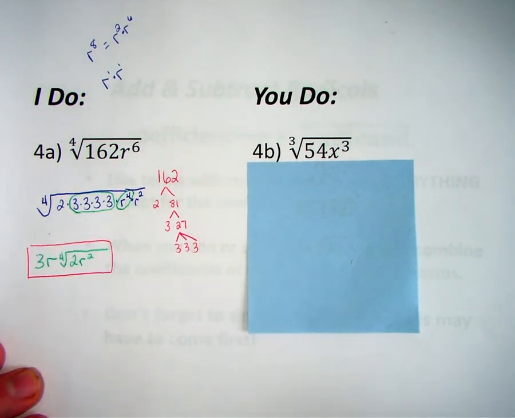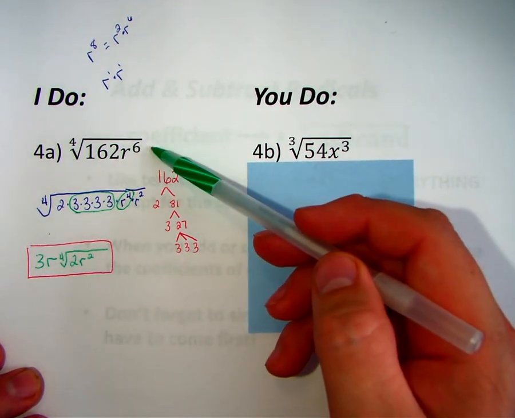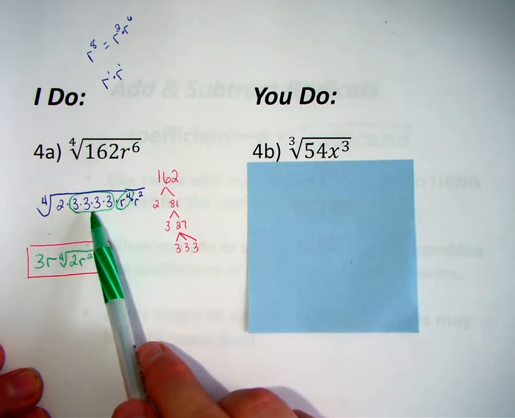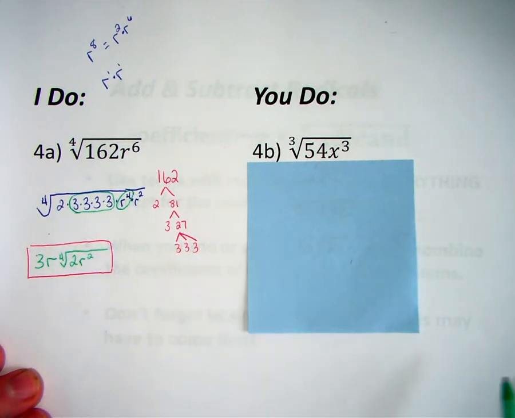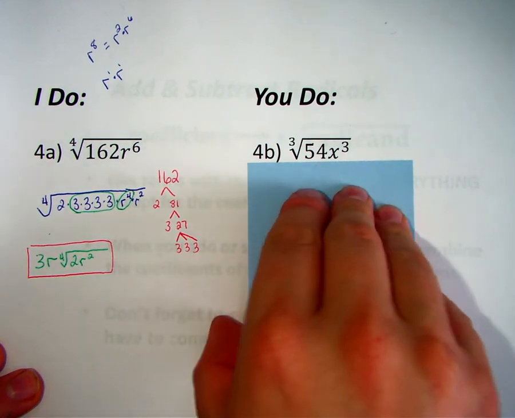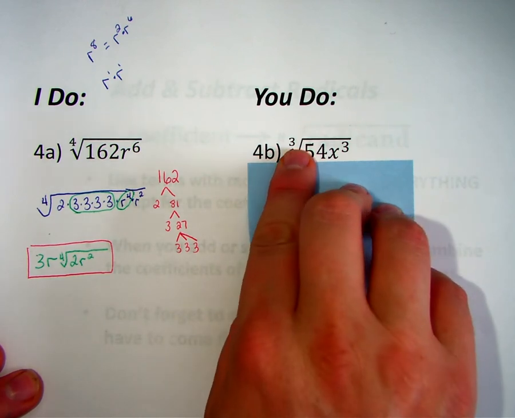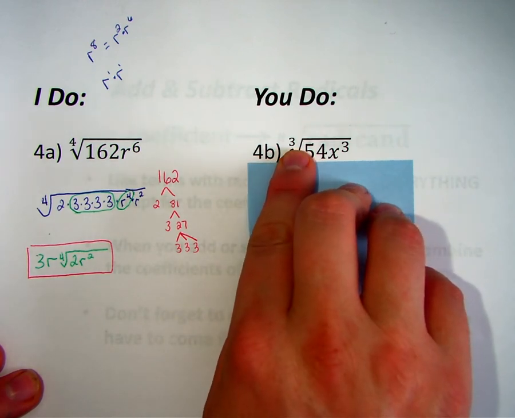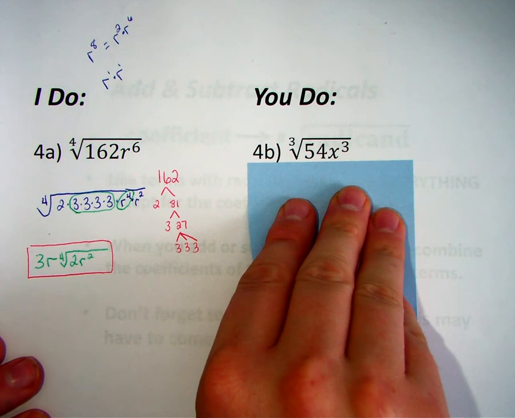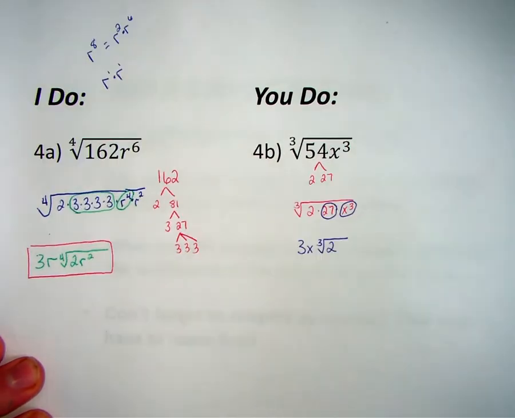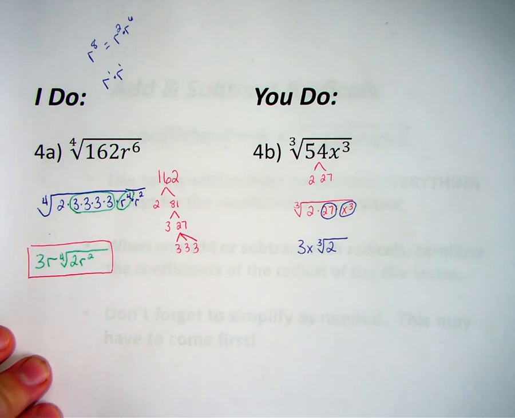So doing a 4th root is no different than doing a square root. The only big difference is we're looking for 4 of an item rather than just 2 of an item. Anybody feel like we're playing Yahtzee yet? All right. You pause the video, give the next one a try. Notice that you're looking for the cubed root, so you'll be looking for 3 of an item. Welcome back. You should have gotten 3x cube root of 2.